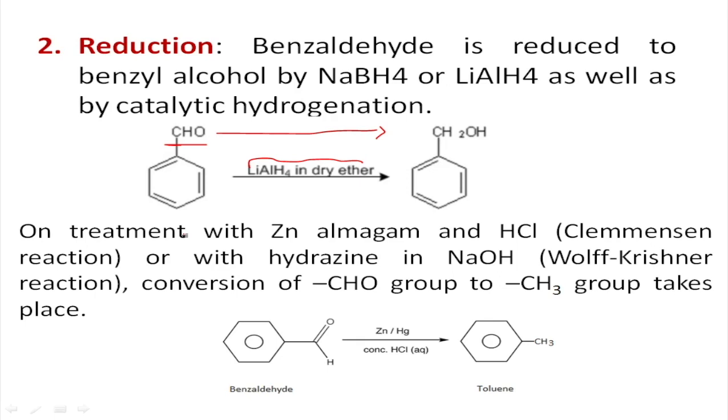So benzaldehyde, the aldehyde group, is reduced. Zinc amalgam reduces the CHO group to CH3. So this is how benzaldehyde reacts.